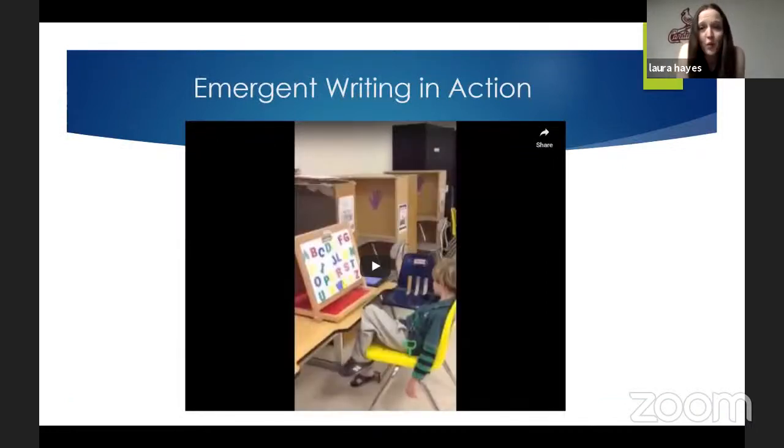So we're going to watch Owen and his para, and I just want you to see what emergent writing can look like in action. And again, now that you've seen what the characteristics can look like and what some of the activities and suggestions are, you might have a different view of what his actions in this activity represent. So let's take a look and see Owen.